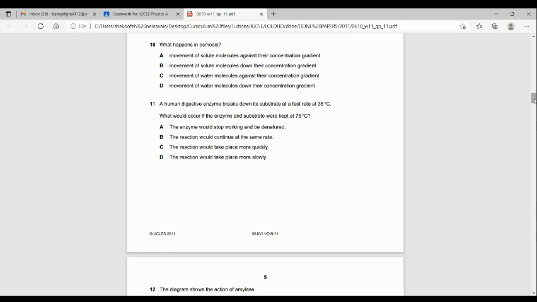A human digestive system breaks down a substrate at a fast rate at 35 Celsius. What would occur if the enzyme and substrate were kept at 75 Celsius? When it says that the fast rate of enzyme activity is at this temperature, 35, it means that this is the optimum temperature. Before and after that, the enzyme doesn't work that properly. So when the temperature slightly decreases or increases, it can have an effect on the enzyme activity.